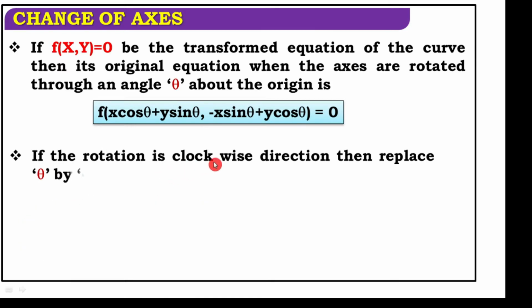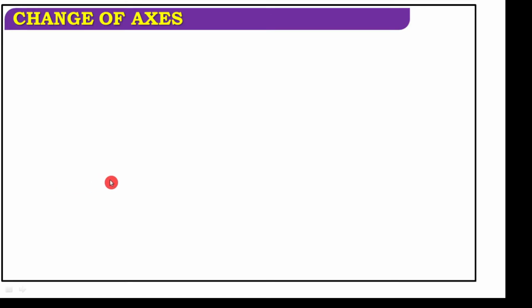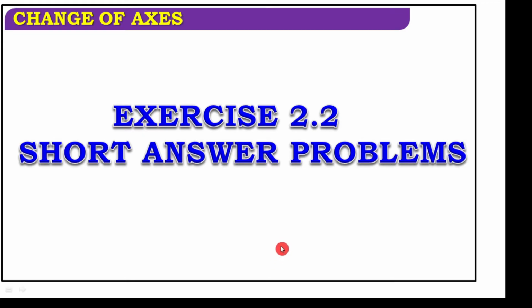If the rotation is clockwise, then replace theta by minus theta. The rotation is generally anti-clockwise; if the rotation is in the clockwise direction, in the place of theta, we have to write minus theta. Exercise 2.2, short answer problems.